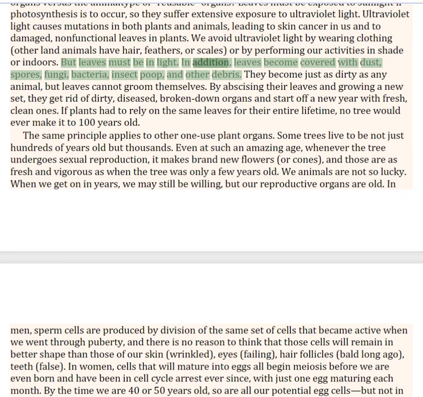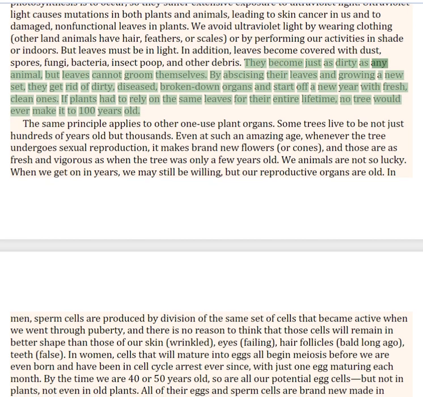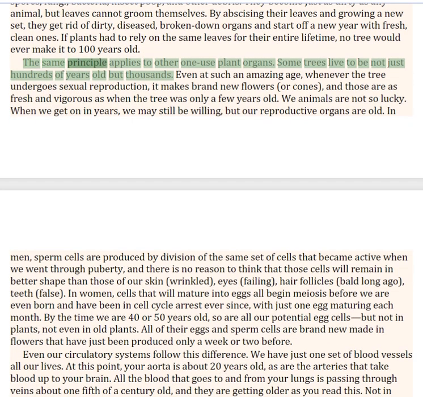In addition, leaves become covered with dust, spores, fungi, bacteria, insect poop, and other debris. They become just as dirty as any animal, but leaves cannot groom themselves. By discarding their leaves and growing a new set, they get rid of dirty, diseased, broken down organs and start off a new year with fresh, clean ones. If plants had to rely on the same leaves for their entire lifetime, no tree would ever make it to 100 years old. The same principle applies to other one-use plant organs.